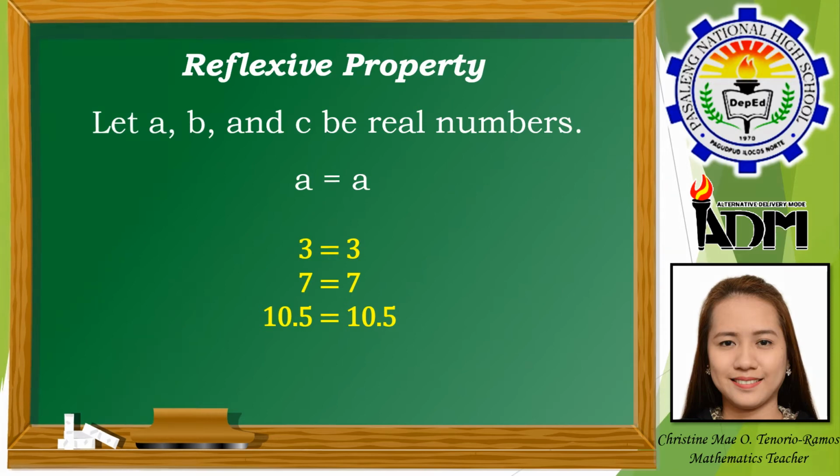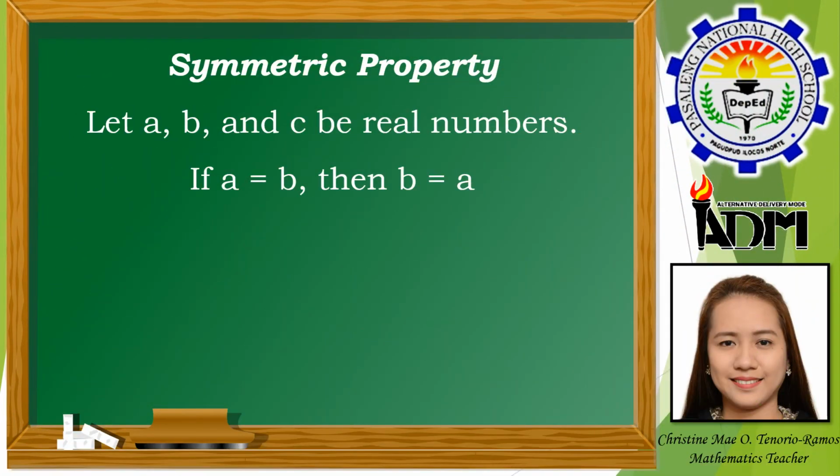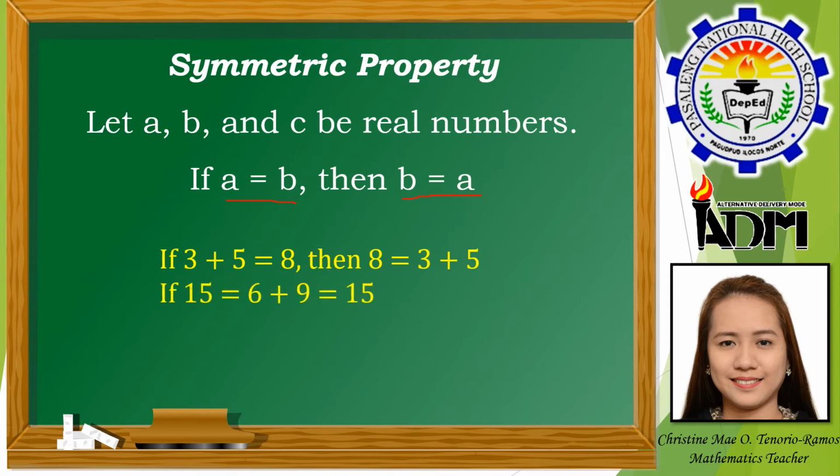Okay? So next, symmetric property. Sa symmetric property naman, ang ibig sabihin dito, kapag pinagpalit mo ang posisyon ng value ng A at value ng B, ganun pa rin ang kanilang magiging equation. So, this one we have here, A equals B. So, babalik tayo lang natin yung nasa left, pumunta dito sa right, and then vice versa. Okay? So, 3 plus 5 equals 8, then 8 is equal to 3 plus 5.